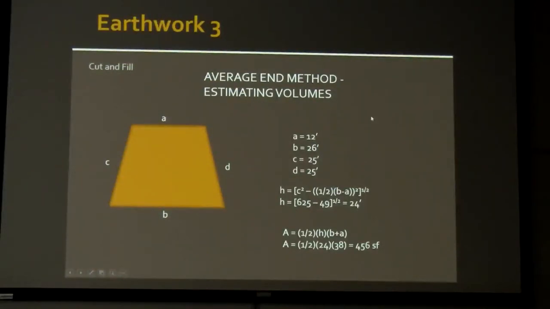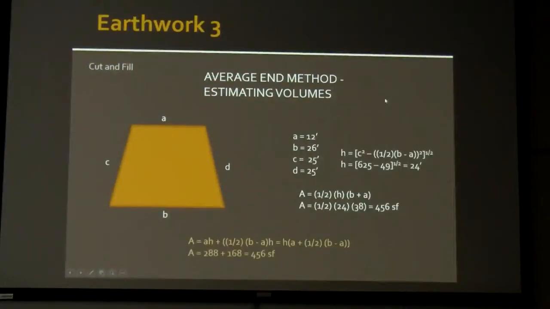Those of you who didn't get that might want to look at it a while, and it'll come back to you. Pythagorean theorem and the area of a trapezoid. Again, here h is equal to the square root of c squared minus 1/2 of b minus a, squared, and that's how we came up with our 24 feet.